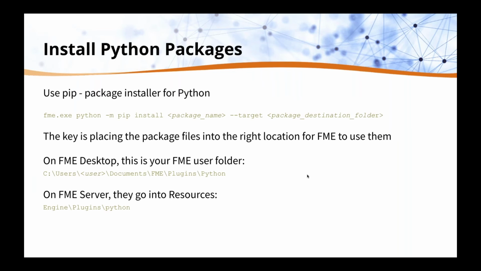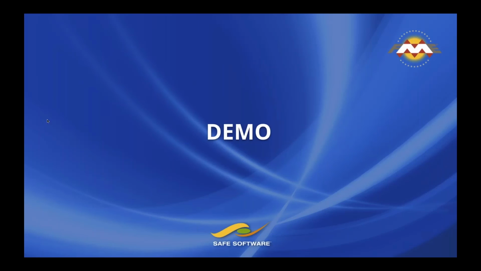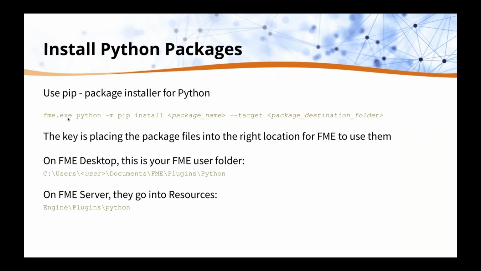So for packages that are publicly available and accessible through the package installer for Python, pip, you can simply run a command to pip install those packages. So this is what the command will typically look like. In this case, this is a Windows version of it. It'll work on Mac and Linux as well. So, what you need to do is find the path to your FME executable. So this would be in your FME installation directory. And you can run fme.exe python. And this will automatically run with the default Python interpreter for your FME in your system.